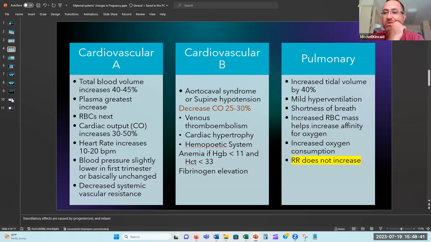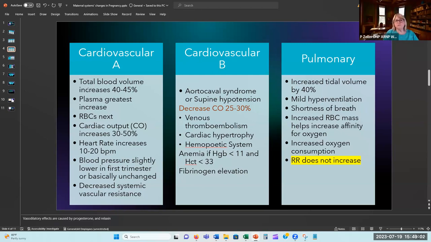Reduced nutrients to the fetus. Yeah, it reduces blood flow to the fetus. It reduces the oxygenated blood, the blood that has the nutrients in it, right? So that's a problem. We don't want that to happen. It actually decreases her cardiac output by as much as 30%.